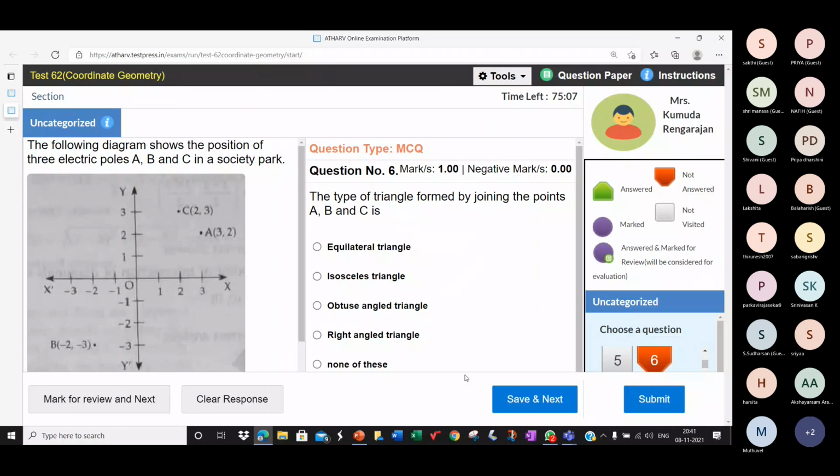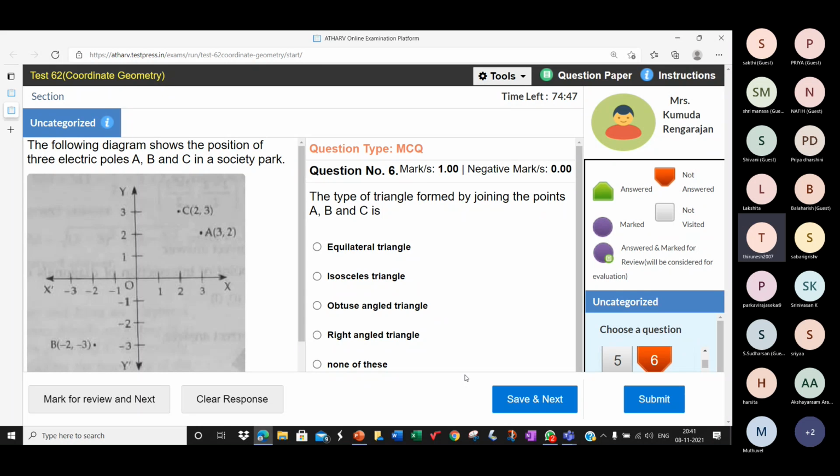Then how much is BC? Root 52 units. So what is BC square? 52. Yes, ma'am. And what is AC? Root 2, ma'am. So AC square is 2 units.